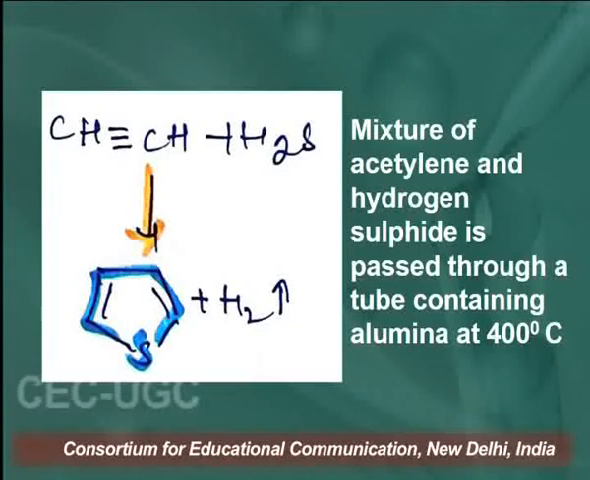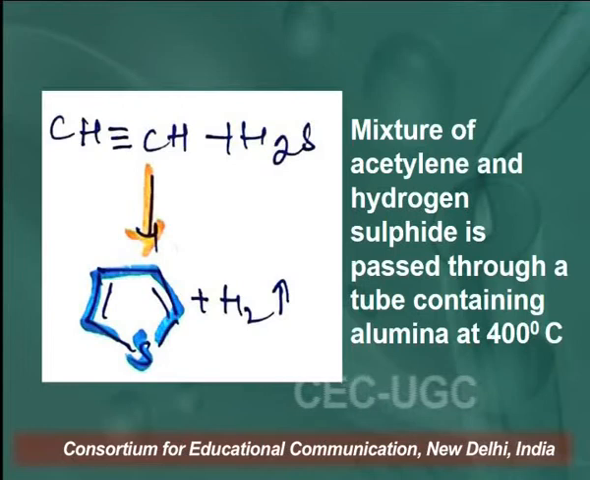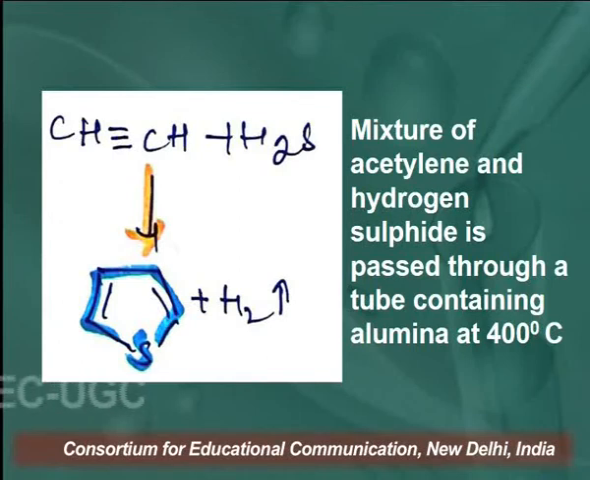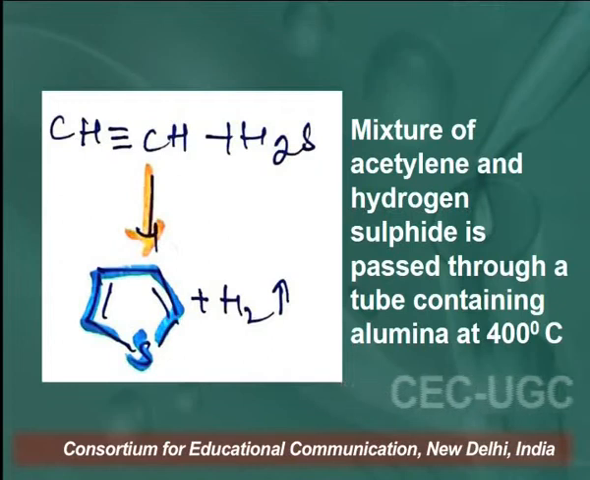So this is another important method, a mixture of acetylene and hydrogen sulfide. When acetylene is passed over hydrogen sulfide gas, we have to pass the reaction through a tube containing alumina, and the reaction takes place at 400 degrees Celsius. So this is also an industrial method, and we get thiophene.